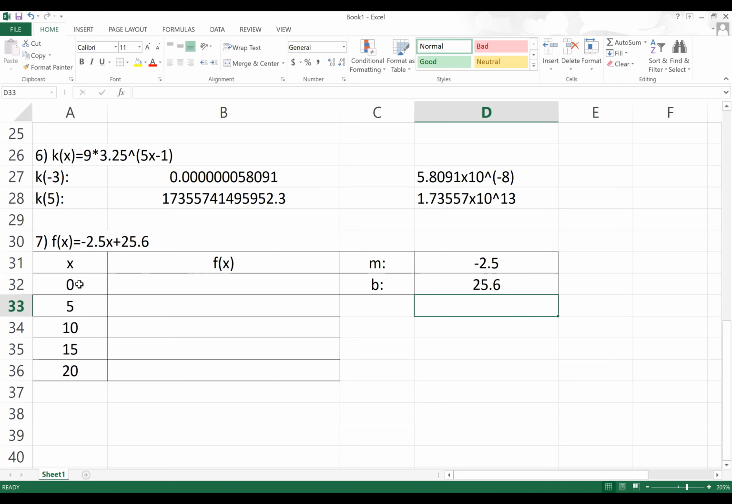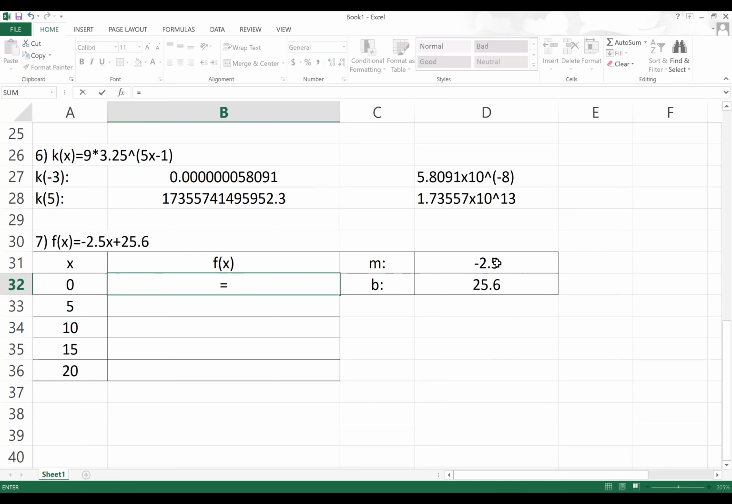Now in order to calculate f of 0, we'll do this. We put in the equal sign here. Now we're going to use the slope, but think about this: we're going to use the same slope to calculate the result for all 5 cells here. So I want you to put a dollar sign in front of the D, and a dollar sign in front of 31. This operation basically locks the cell, meaning for the upcoming calculations, Excel will always go back to cell D31 for the slope, and then multiply by cell A32 to get the x values. Now put an addition, adding the b value.